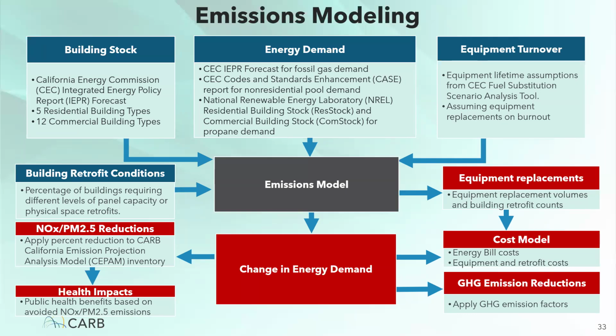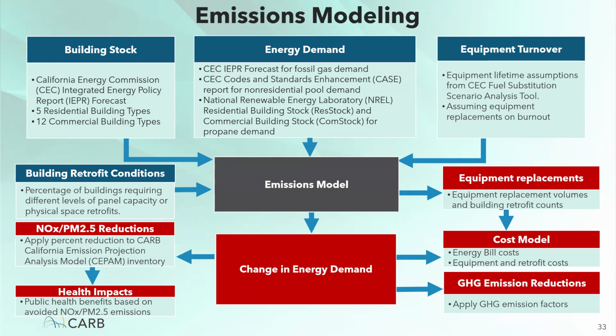CARB's emission modeling serves as a central hub for calculating emission and health benefits and cost impacts. The model incorporates building stock, energy demand, and equipment turnover assumptions from the California Energy Commission's Integrated Energy Policy Report forecast to estimate emission reductions and the share of residential and commercial buildings that are impacted by the proposed measure and alternatives. The model applies assumptions around buildings needing panel or physical space upgrades to determine the share of buildings needing retrofits to accommodate zero-emission technologies.